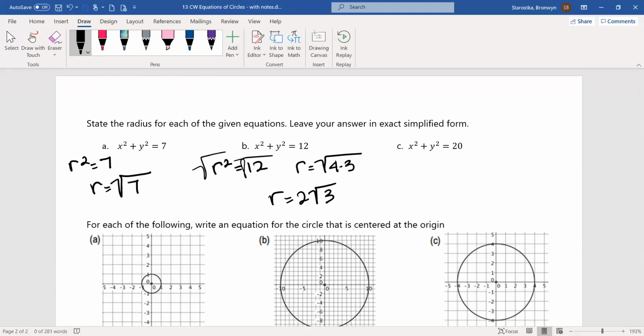Super important. This is what kids in Algebra 2 and pre-calc are doing right now. R equals the square root of 20. R equals the square root of 4 times 5. R equals 2 radical 5.